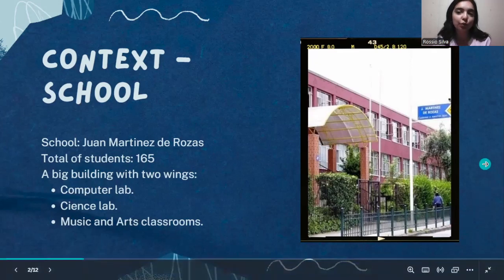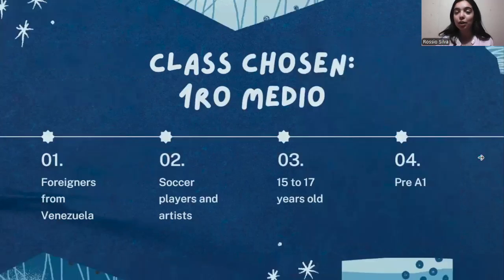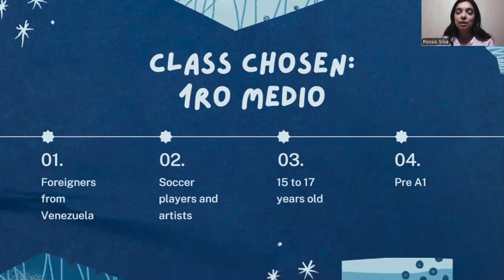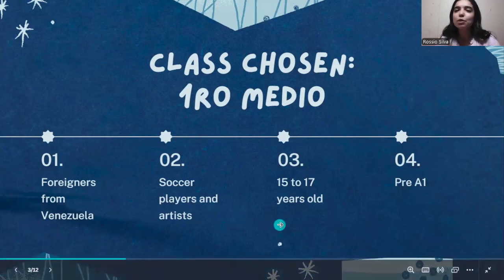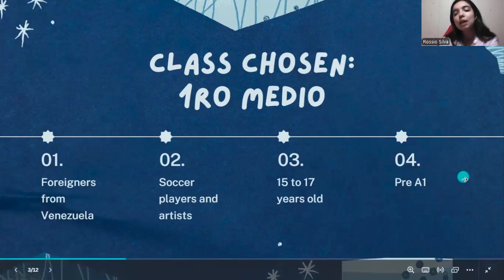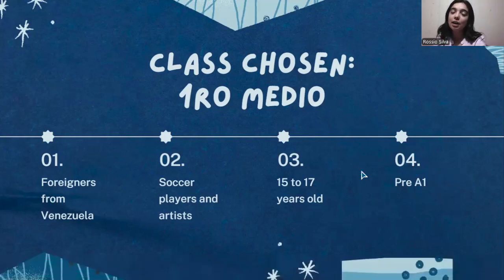So having that into account, we can talk about the students that I chose to work with that are two primeros medios. Some of their characteristics are that most of my students are foreigners, especially from Venezuela. A lot of them are soccer players and artists, and they dedicate to this in a professional way. In terms of their age, it varies between 15 to 17 years old, and their level of English, according to the MCER, is pre-A1.